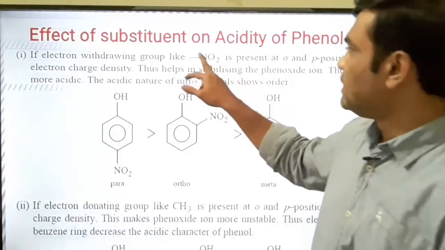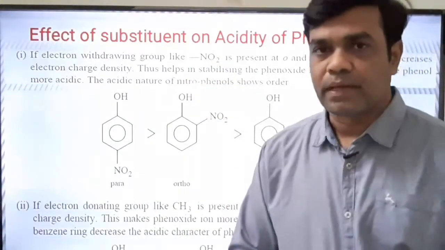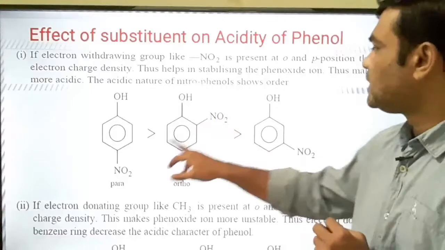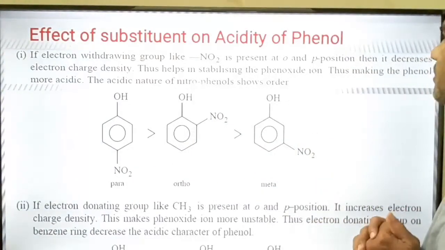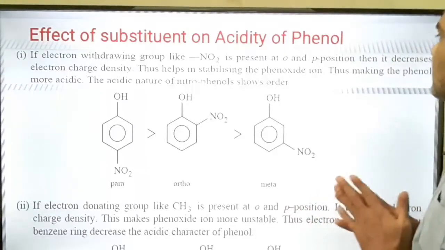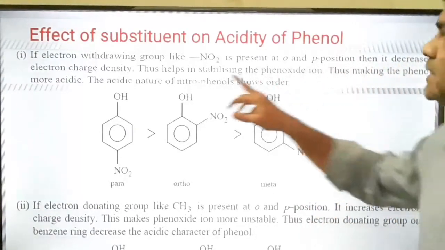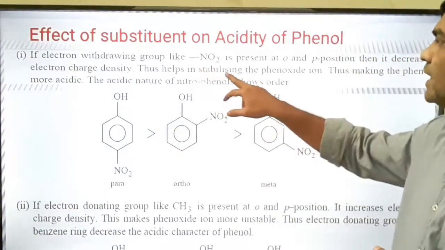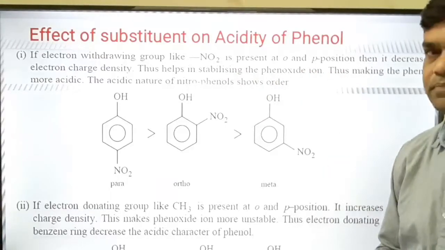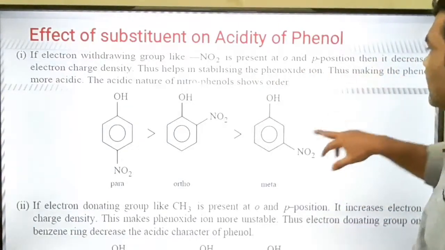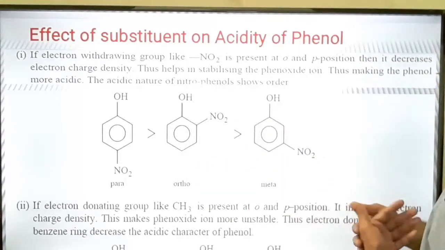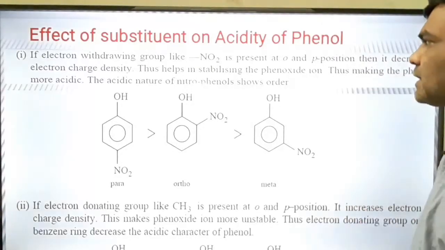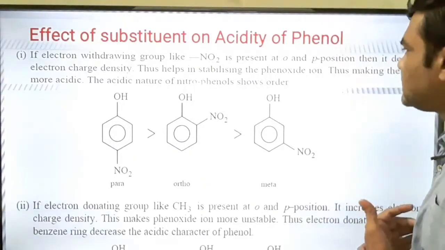Okay, let us see the effect of an electron withdrawing group on the acidity of phenol. Here the NO2 group is present at the ortho position, here it is at the para position, here it is at the meta position. If the nitro group is present at the ortho and para position, then it decreases the electron charge density, and therefore it helps in stabilizing the phenoxide ion. However, if the nitro group, that is an electron withdrawing group in general, is present at the meta position, then it increases the electron density, thereby destabilizing the phenoxide ion.